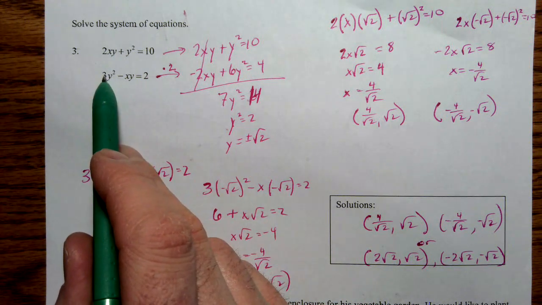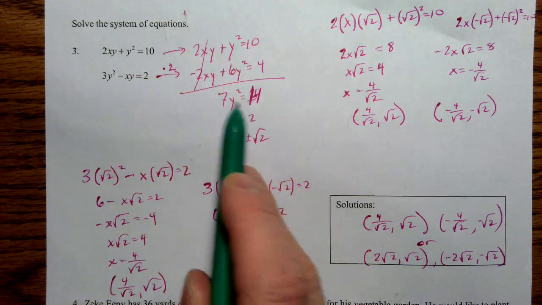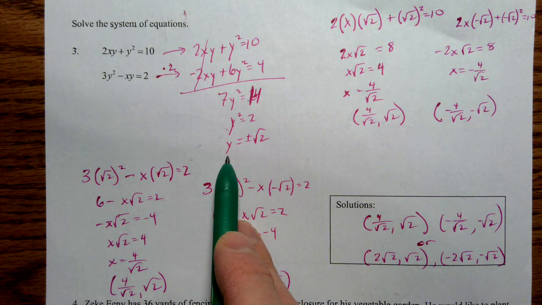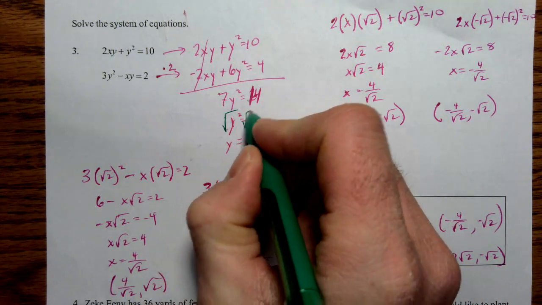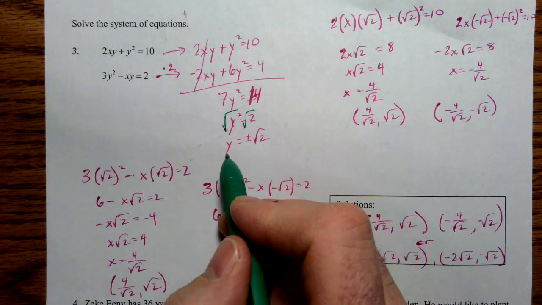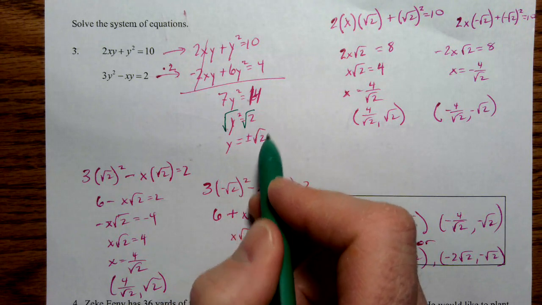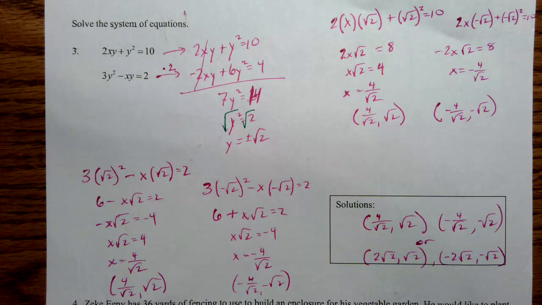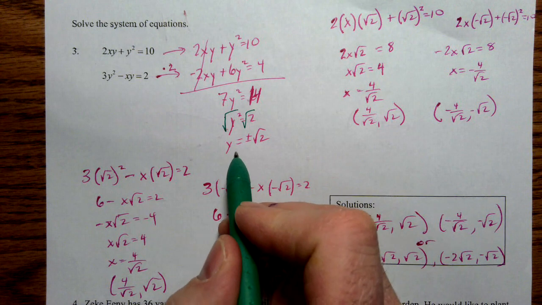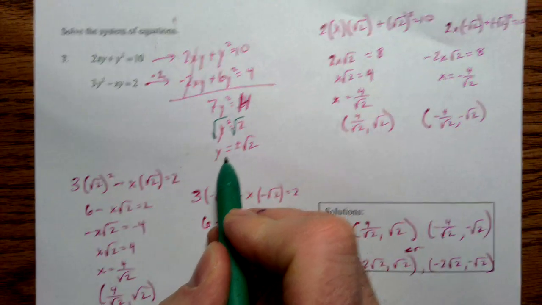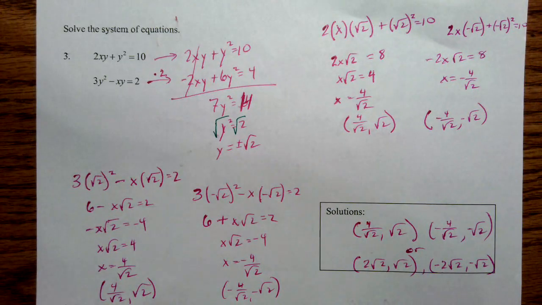If you multiply everything by 2, you are able to eliminate and get the y by itself. But be careful, when you take the square root of both sides here, you get y equals plus or minus root 2. Root 2, not 2. Okay? Now, watch what I did. I'm going to talk my way through this one.